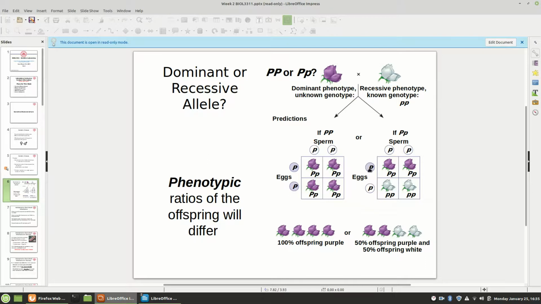Now in this case, the father still can only give little p. He has little p as far as the type of sperm he can produce. But mom in this case is big P, little p, and she can produce two types of eggs. She can produce an egg with a big P in it, and she can produce an egg with a little p in it. So therefore we draw it this way, and because of this change, we now can produce two types of children. Here all the children were purple. In this case, 50% of the children will be purple and 50% of them will be white.